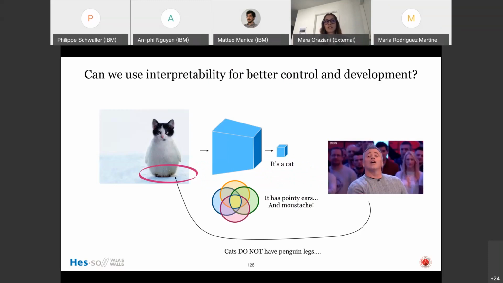But wait, cats don't have penguin legs. So can we work on this feedback loop here to develop some robustness to adversarial examples, for example? Can we enforce the network to notice the penguin legs and react to them? This is something that we're currently looking into, and it is very exciting because if so, then it could mean that we could gather application experts in a room and use them to instruct networks and introduce a better control on concepts that are relevant and concepts that are not relevant to a task.